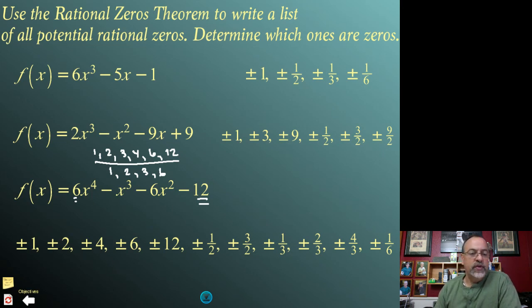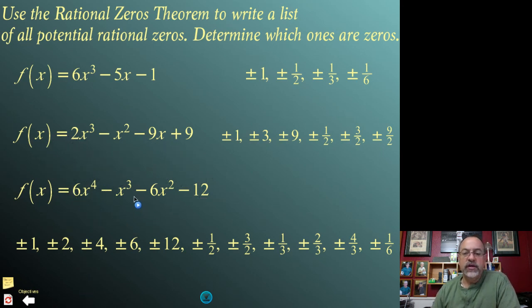Okay, so that's the rational zeros theorem, making a list of potential zeros. That's how you do it. In the next video, we'll take a look at, okay, now that we have our list, how do we figure out which one of these is actually a zero?